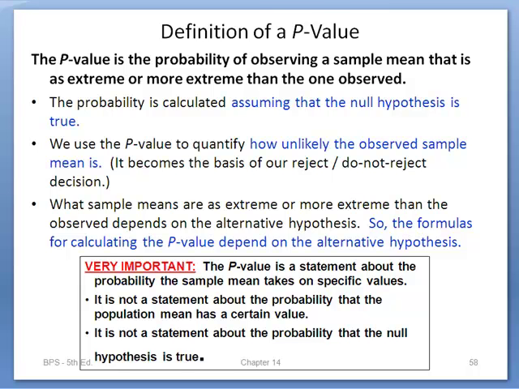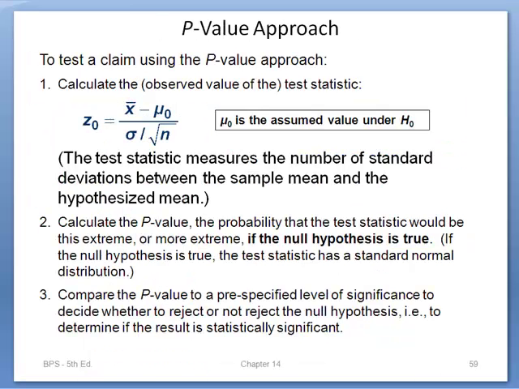So continuing with this p-value approach to a hypothesis test, first you have to state your null and alternative hypothesis and calculate the z-value. Now to calculate the p-value, it's the probability that the test statistic would be this extreme or more extreme if the null hypothesis is true. We compare our p-value to a pre-specified level of significance to determine whether to reject or not reject the null hypothesis. That is, to determine if the result is statistically significant.